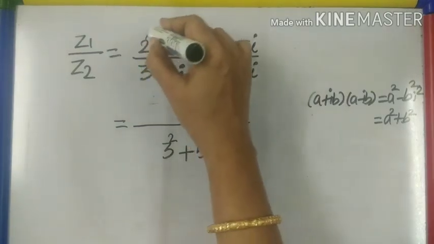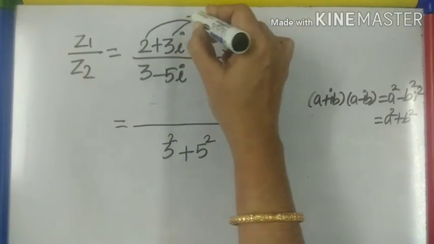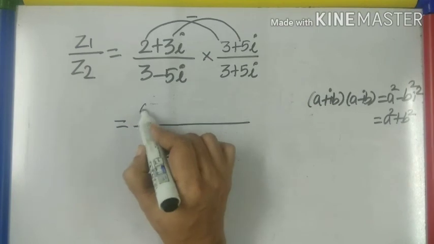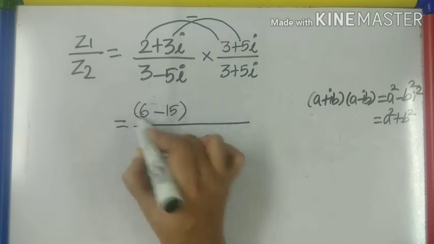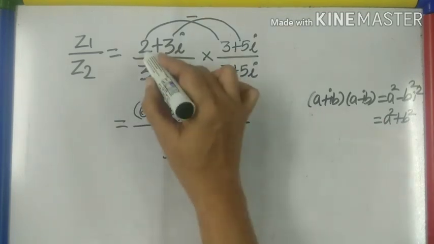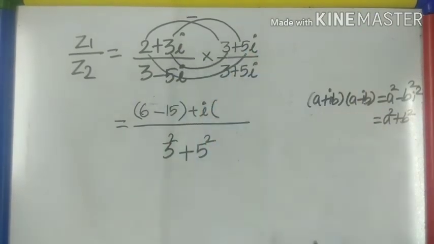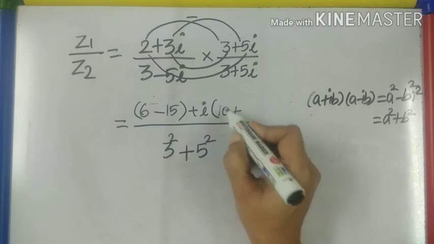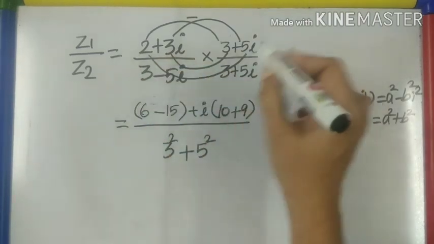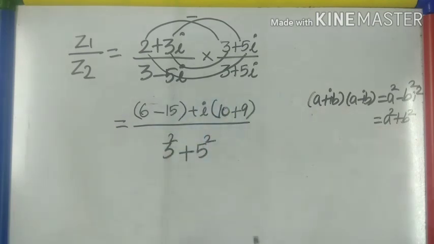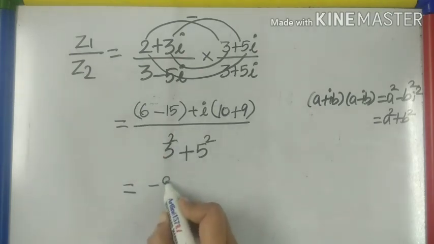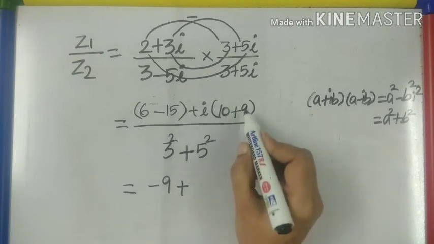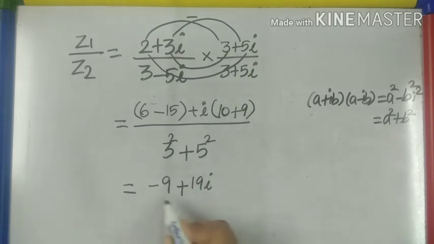How to multiply? Real and real minus imaginary and imaginary. 2 3s are 6 minus 3 into 5. What is my answer? 15. Plus i into real and imaginary, imaginary and real. 2 5s are 10. 3 3s are 9. This arrow mark and all you put in pencil. This is for your clarity. You can have it in mind and do the calculation also. Well, what is the answer? 6 minus 15, minus 9, plus 10 plus 9, 19 into i, 19i.